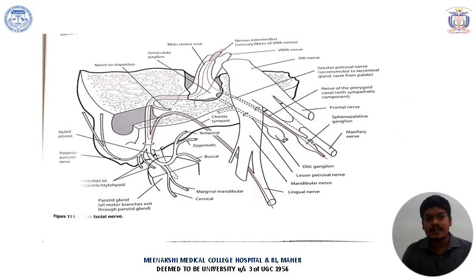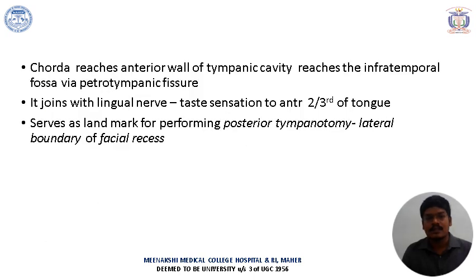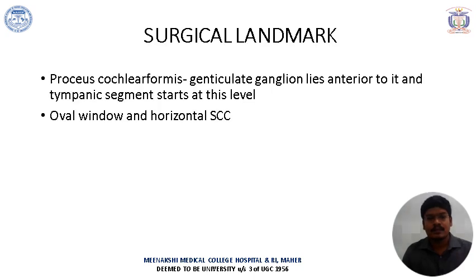In this diagram you can see that it passes through the canal of Huguier and enters the infratemporal fossa, where it joins with the lingual nerve and gives taste sensation to the anterior 2/3 of the tongue. It serves as a landmark for performing posterior tympanotomy, and it forms a lateral boundary for the facial recess.